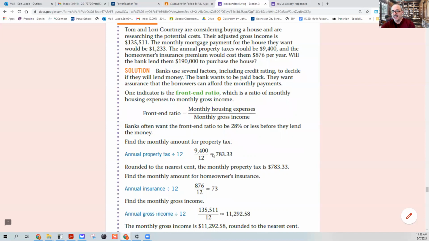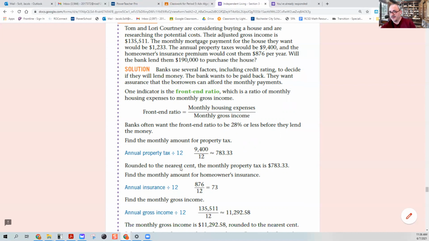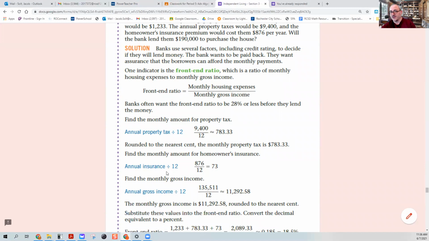$783.33. That means Tom and Lori have got to figure they're going to pay $783.33 per month for taxes. All right, they have to have that money set aside and be ready to pay that money per month in order to pay that $9,400 per year.